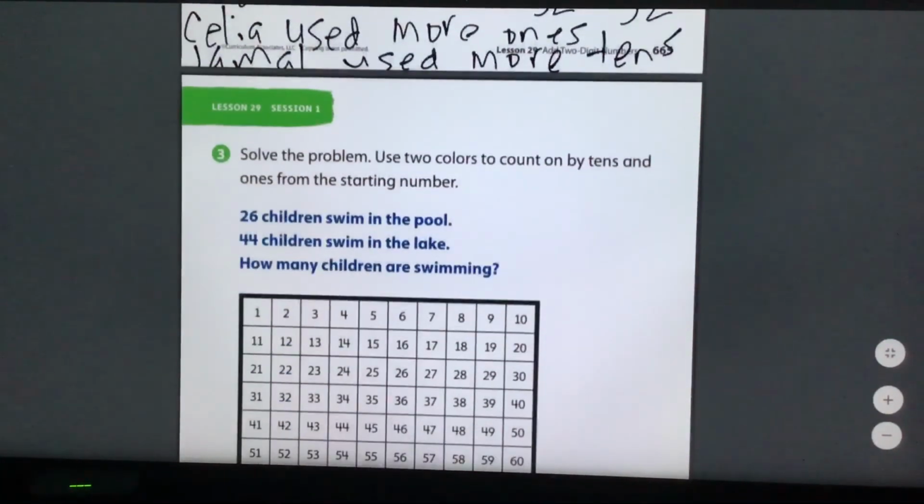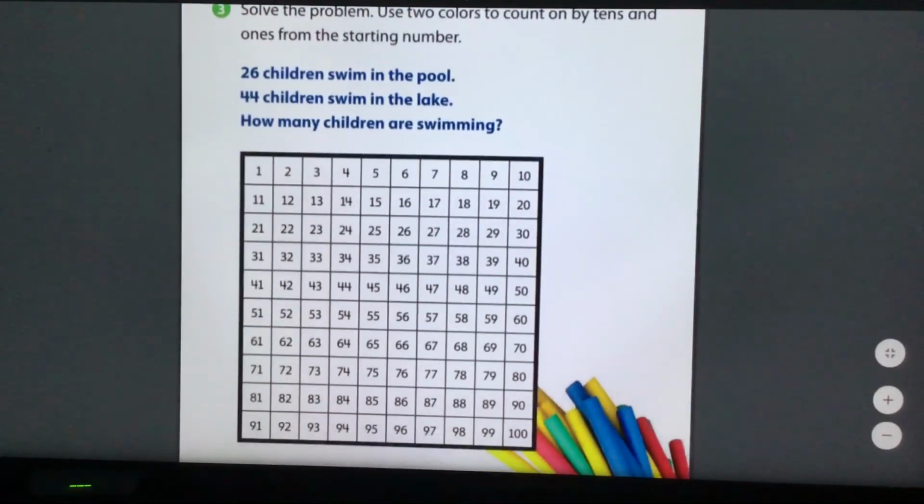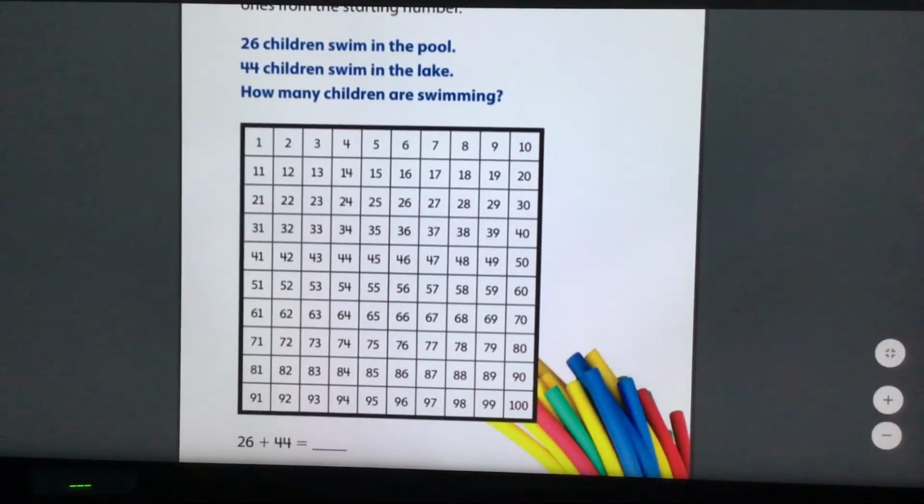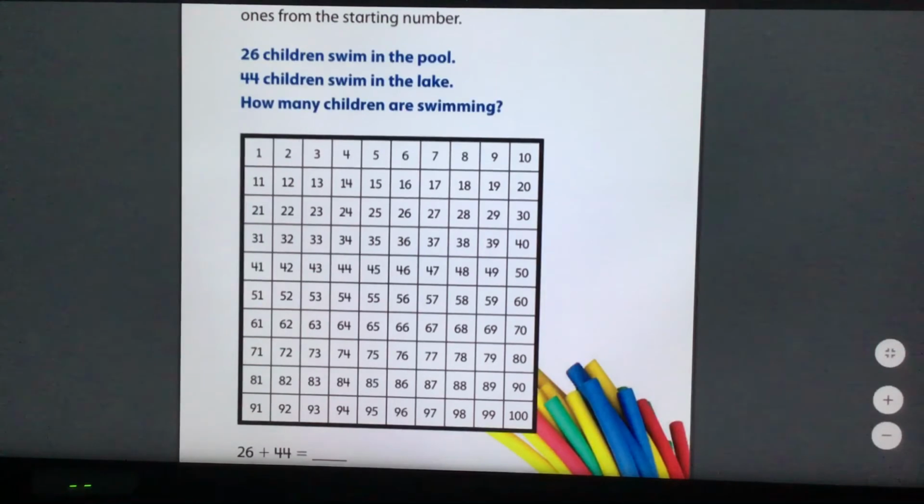Okay, let's go to the back side here. This is going to be solving another problem using our hundreds chart. 26 children swim in the pool. 44 children swim in the lake. How many children are swimming?